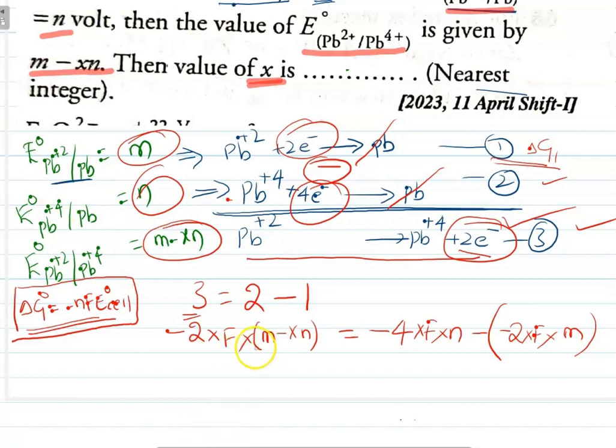So let's solve it. F is common in every term, so F gets cancelled. So minus 2 into M minus 2Xn, minus 2 into M minus 2 into M minus 2Xn, that is minus 2M, minus into minus becomes plus 2Xn, is equal to minus 4 into N, it becomes minus 4N, minus into minus becomes plus 2M.